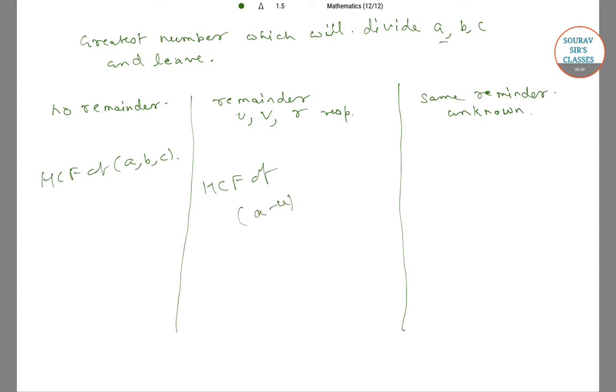A minus U, B minus V and C minus R. Now if it leaves the same remainder R, then the answer would be the HCF of A minus R, B minus R and C minus R.